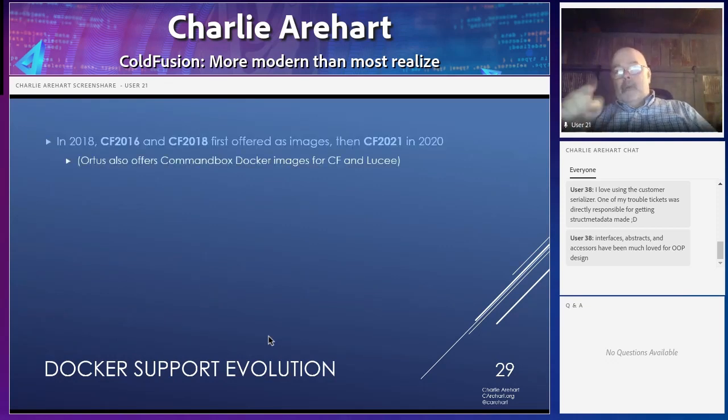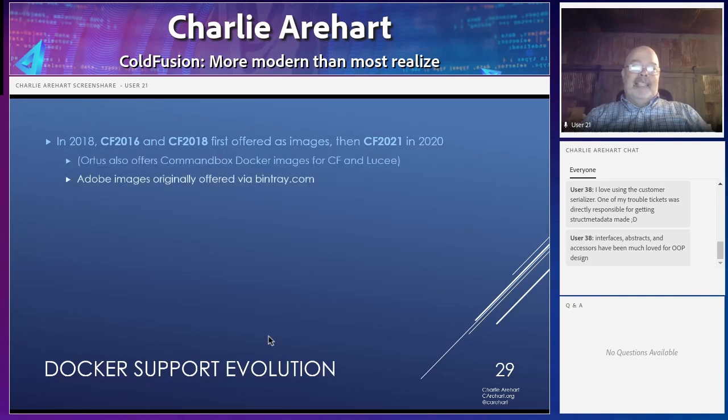Now, some of you may know that Ortus offers CommandBox Docker images for both CF and Lucee, and they're different from each other. In fact, my talk at Into the Box about 6 weeks from now is going to be on understanding the differences between the Docker images from Adobe and from Lucee and from CommandBox, CommandBox's Lucee and CF images. They all do things slightly differently. There are ways that some are more helpful than others about something, and it's not always in the favor of what people would think. So anyway, we'll take a look at that when we get to that talk later.